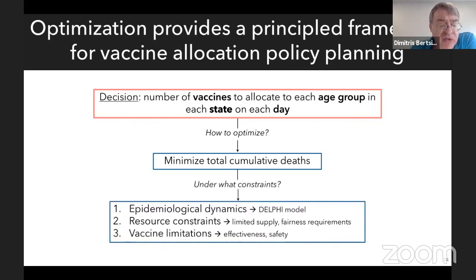We have the dynamics of the Delphi model that basically tells you how the disease will evolve. We also have, of course, resource constraints, namely that the vaccines are in limited supply, and there are also fairness requirements. Fairness would be among states, among ages, and so forth. We also have limitations on how effective the vaccine is, safety requirements, and so forth. By the way, all of this material, the papers and the software to experiment with, can be found on the covidanalytics.io website for more details.